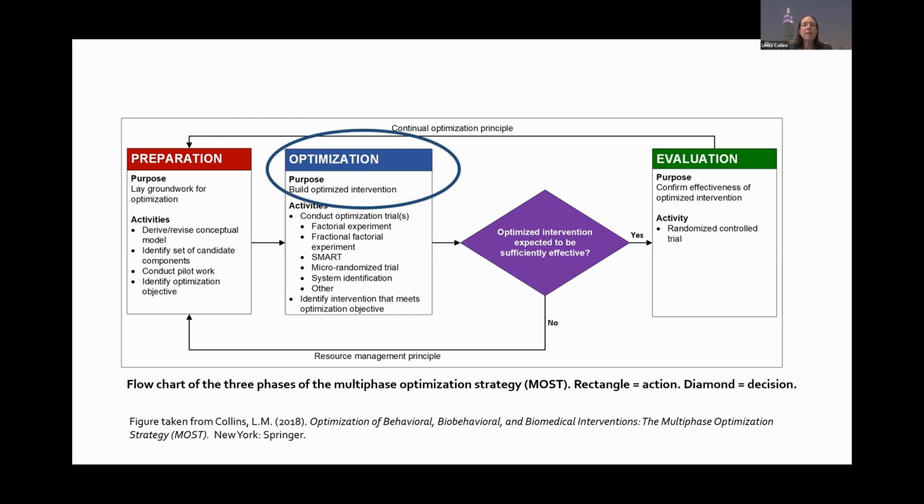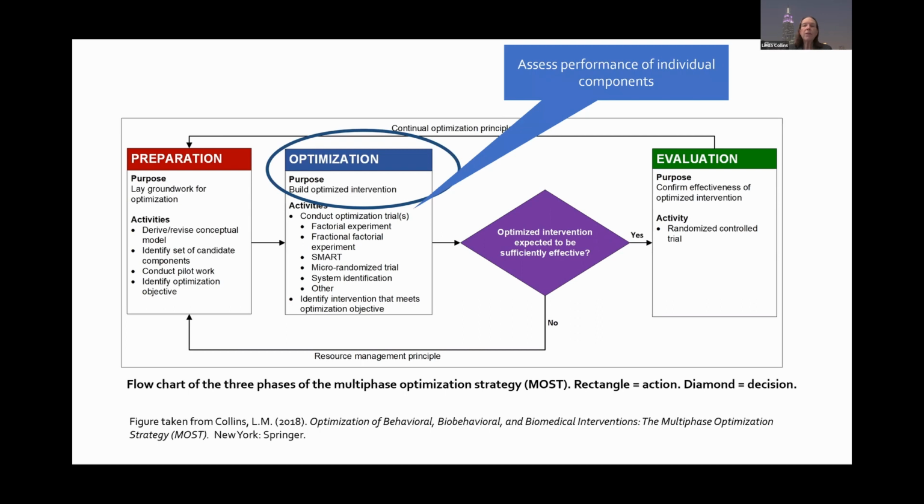The next phase is optimization. In the optimization phase, you build the optimized intervention. And there's a lot of different types of experimental designs you can use, but they all assess the performance of individual components. So the factorial experiment, the fractional factorial experiment, the SMART, the micro-randomized trial, the system identification experiment, and other designs are starting to come online that are kind of hybrids of these different experimental designs. Any of those can be used. And I think there'll be more designs in the future. And once you've conducted the optimization trial, you use the results to identify the intervention that meets that optimization objective that you defined in the preparation phase.